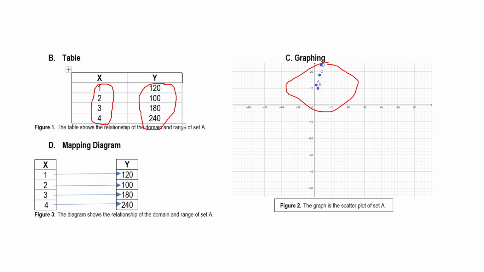Okay, last one is a mapping diagram. As you can see, there's an arrow. The values of x map to the values of y. 1 is mapped to 120, 2 is mapped to 100, 3 to 180, 4 to 240. Again, these are the domain, and these are the range. Still, this mapping diagram is a representation of a relation.